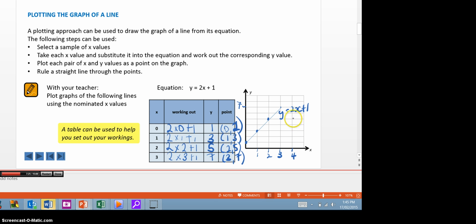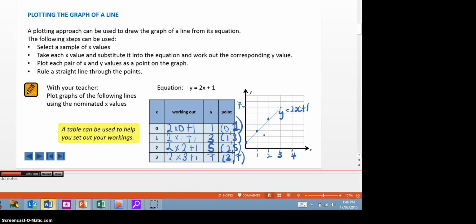And so some of you may know this already. The 2 refers to, in the straight line, the gradient, and it means that if we go across 1 unit, we're going up 2. Across 1 unit, up 2. And the positive 1 refers to where it crosses our y-axis, our y-intercept here, at positive 1.